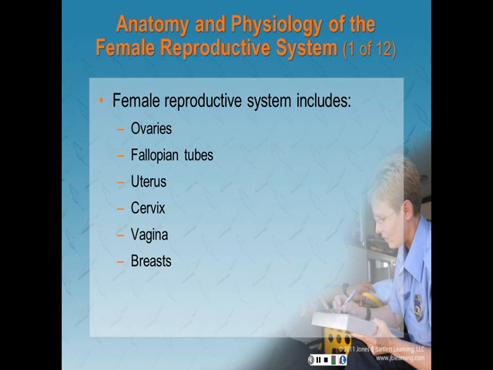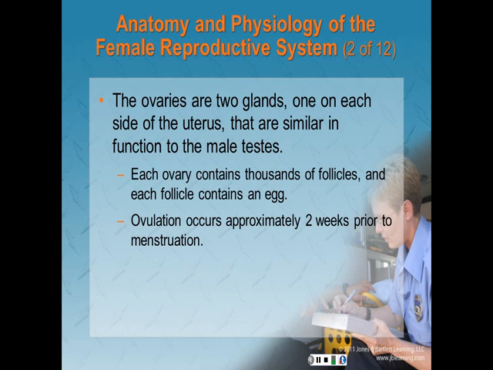The female reproductive system includes the ovaries, fallopian tubes, uterus, cervix, vagina, and breasts. The ovaries are two glands, one on each side of the uterus, that are similar in function to the male testes. Each ovary contains thousands of follicles, and each follicle contains an egg. Females are born with all the eggs they will release in their lifetime. During each menstrual cycle, only one follicle is successful at maturing and releasing the egg. Ovulation occurs approximately 2 weeks prior to the beginning of the menstrual period.